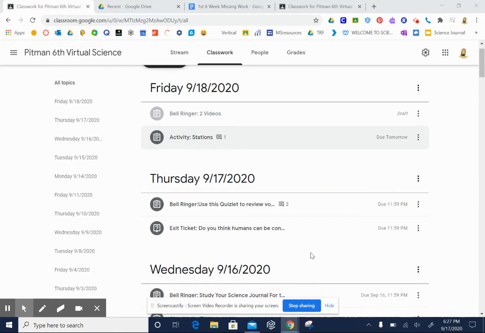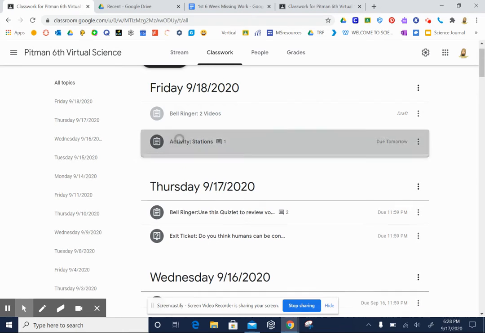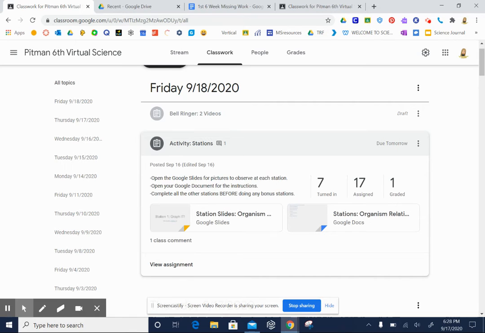Okay, so notice that I moved the activity stations from Thursday to Friday so that you can finish them because they're technically not due until Friday. I knew it would take you 2 days. So I added in one video already that you can watch that explains some of the vocabulary. This video is to explain how to do the stations because I had some people asking.